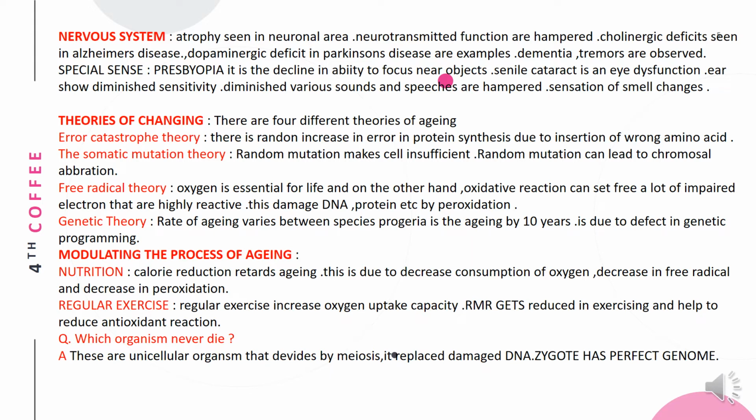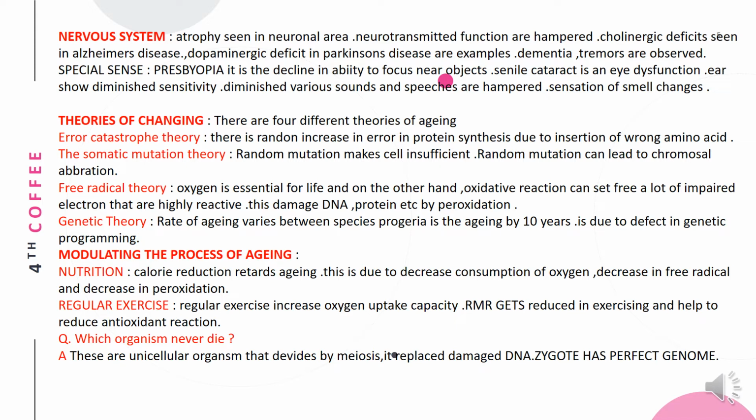Nervous system: atrophy is seen in the neuronal area, and neurotransmitter functions are hampered. Cholinergic deficits seen in Alzheimer's disease and dopaminergic deficits in Parkinson's disease are examples. Dementia and tremors are observed.